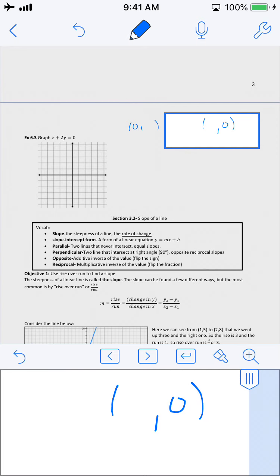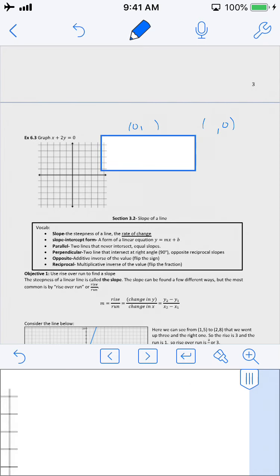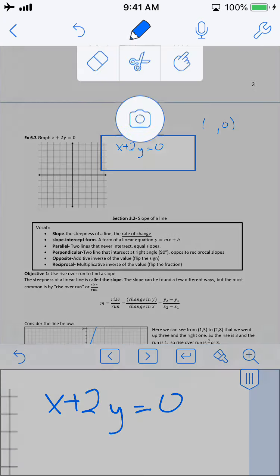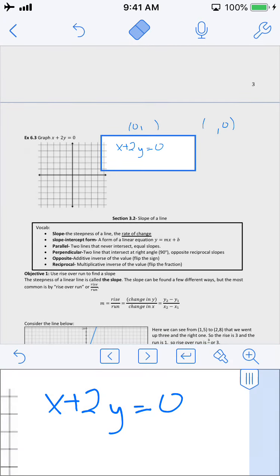I could pick any points that I wanted to in the entire known universe and they would still work, okay? But here, I like 0. 0 is convenient for me. 0 drops things away. So, x plus 2y equals 0. And in this case, we are going to change x to 0. Okay, so 2y equals 0.